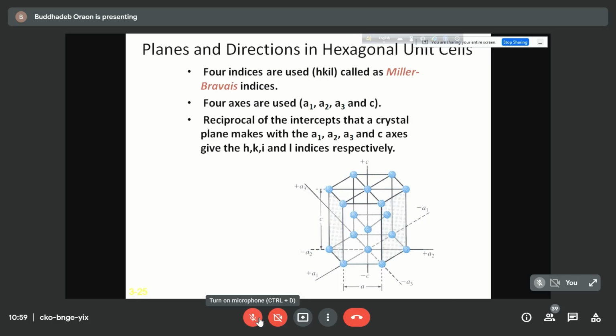Next, planes and directions of the hexagonal unit cell are slightly different. We use Miller-Bravais indices, combined Miller and Bravais indices, to find out the planes and directions, and we use 4 indices. This part we do not have time for today. I have another class after this, so we will continue from this point in the next class. So I am stopping here today.